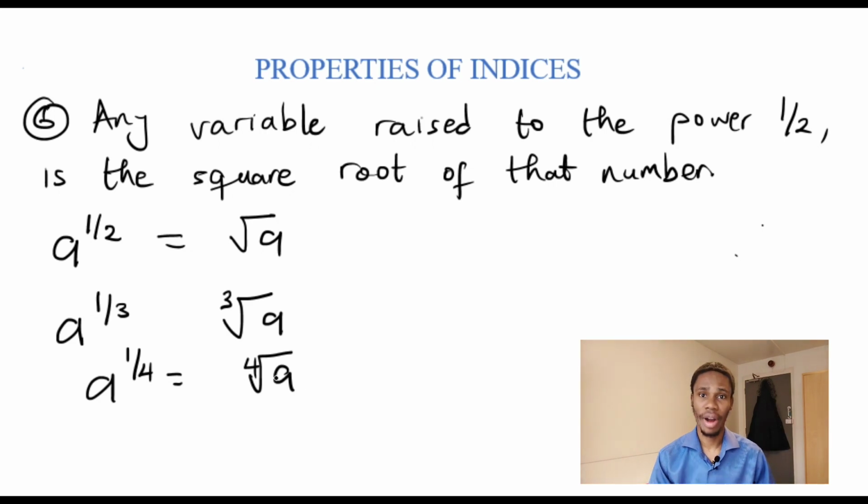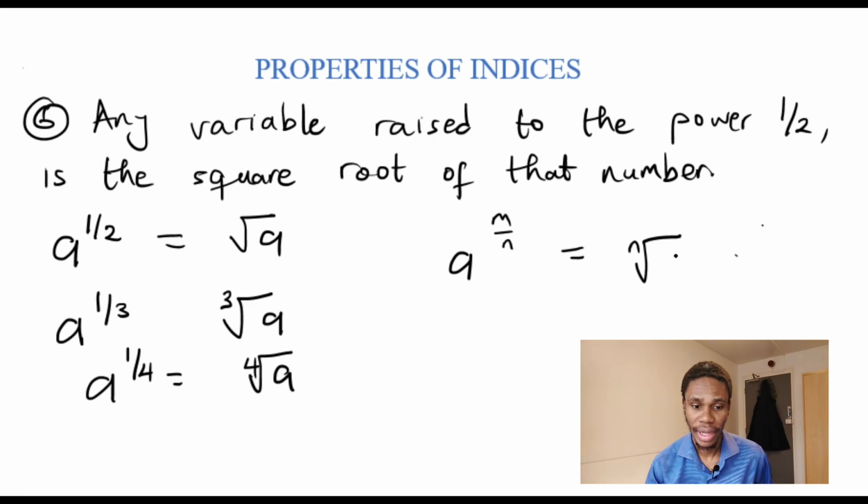Now, in general, if you have a variable A raised to the power a fraction, so let's call our fraction m divided by n. What it means is you are finding the nth root of the number A all to the power m.